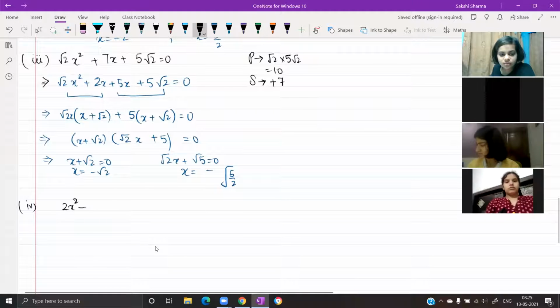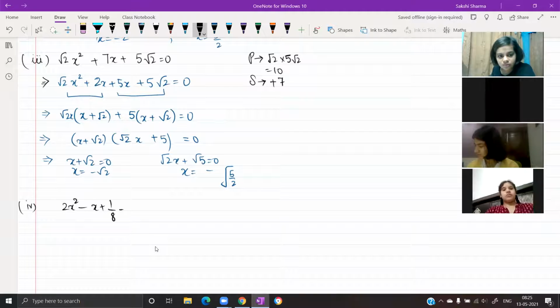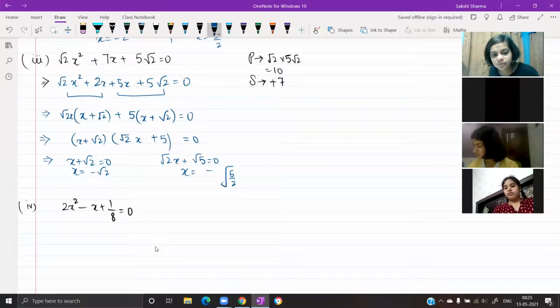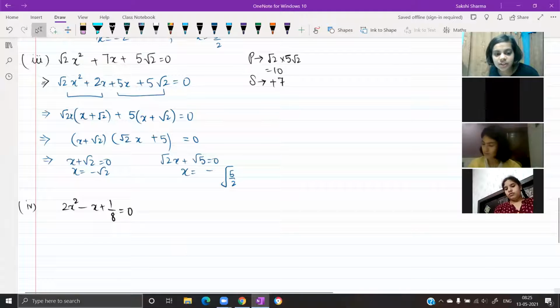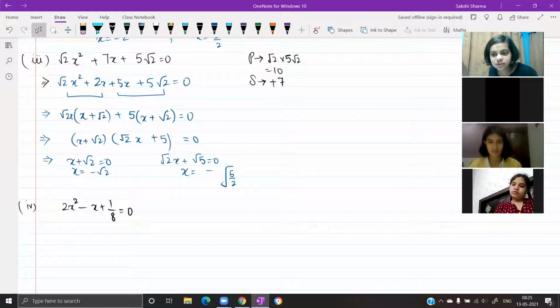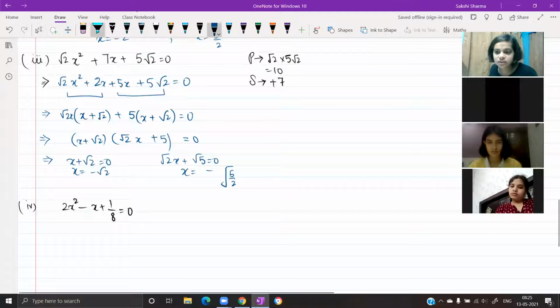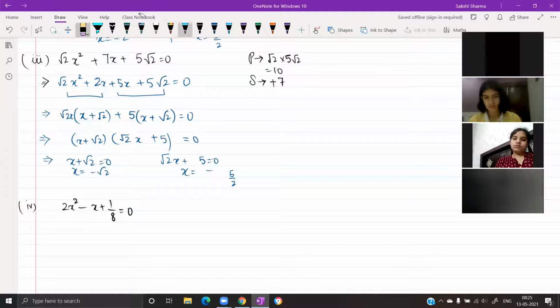Fourth part, we have 2x square minus x plus 1 by 8 equals to 0. Let's simplify before we start. Yes beta. Ma'am, there you have written under root 2x plus under root 5. Shouldn't it be 5? Oh, one second. This will be 5 under root 2, negative 5 under root 2. Fine.